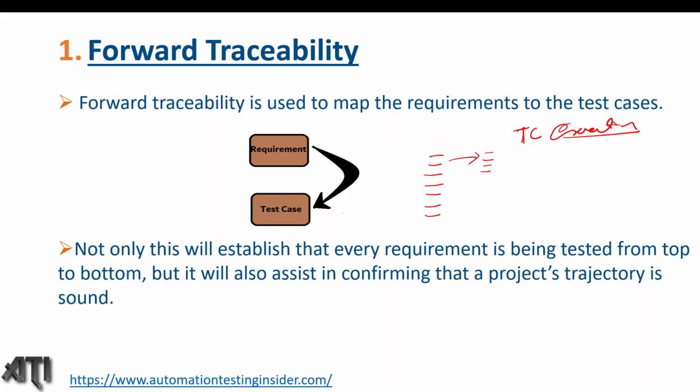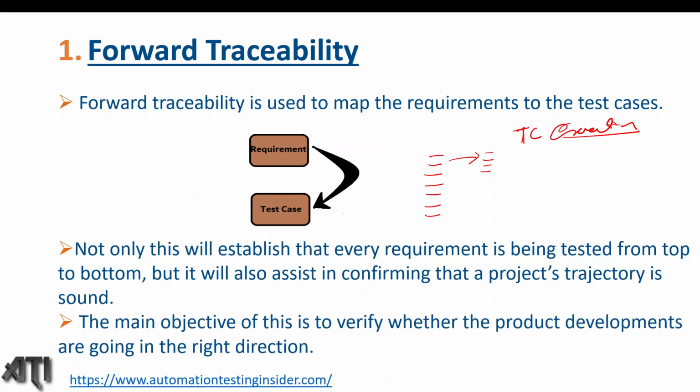Not only does this establish that every requirement is being tested from top to bottom, but it also assists in confirming that the project's trajectory is sound. The main objective is to verify whether the product development is going in the right direction or not. Whenever we have any change in the requirement, the BA updates the requirement, and then we update our test cases as well and map to the right test cases. This is how it happens when we follow the forward traceability matrix.